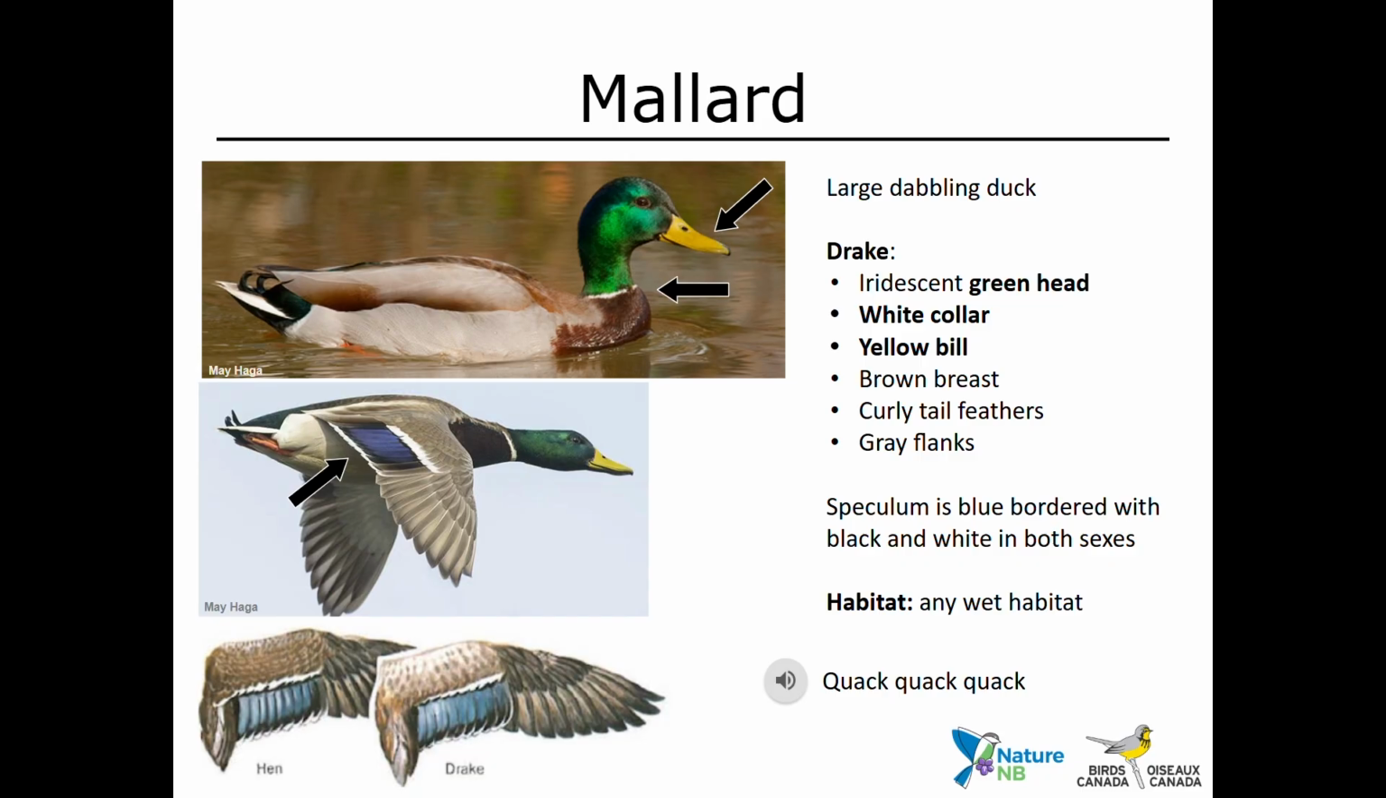So the drake, the male, has an iridescent green head, a thin white collar, a yellow bill, a brown breast, curly tail feathers, and gray flanks. So it's fairly elaborate in terms of its color pattern. And the speculum is blue bordered with black and white in both sexes. And you can find them in pretty much any wetland habitat.